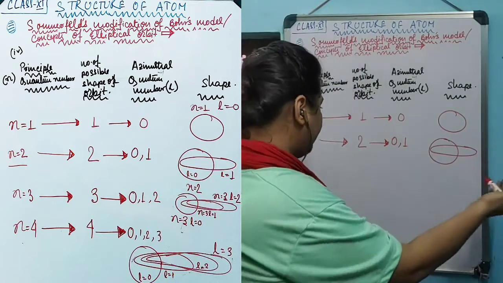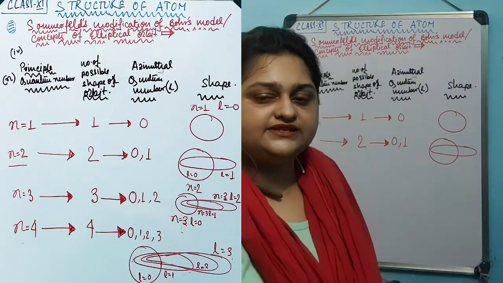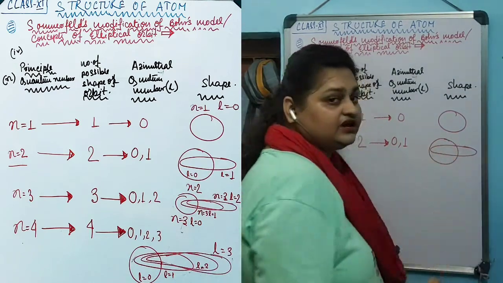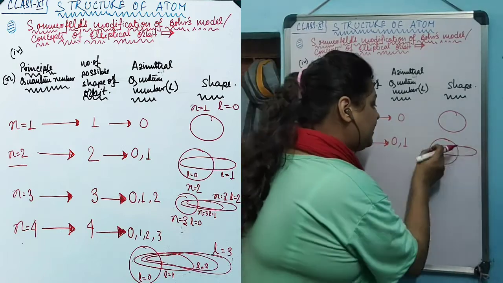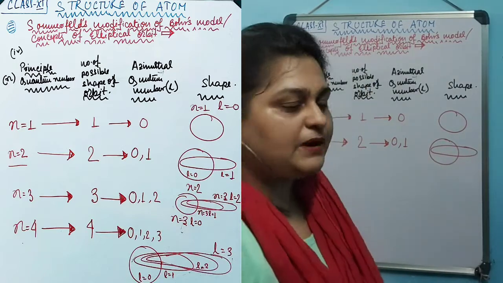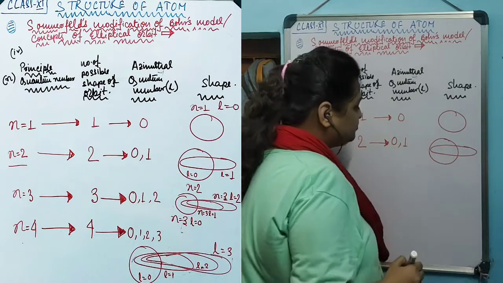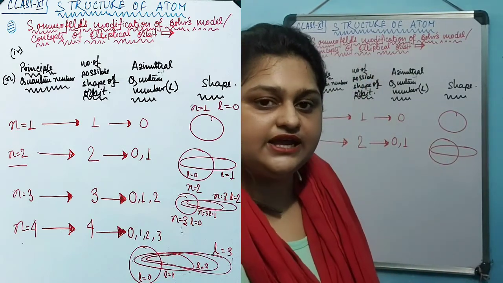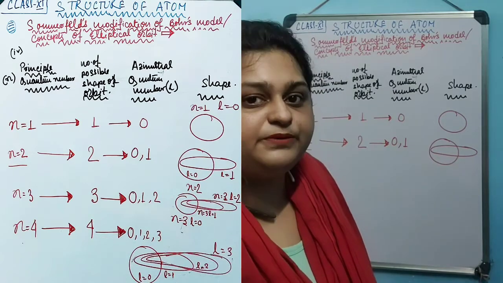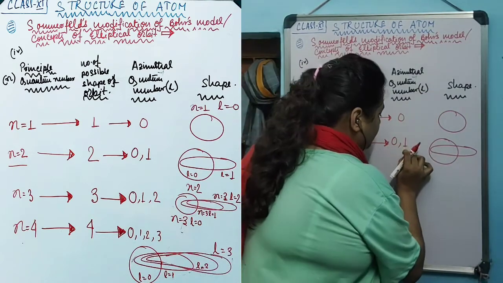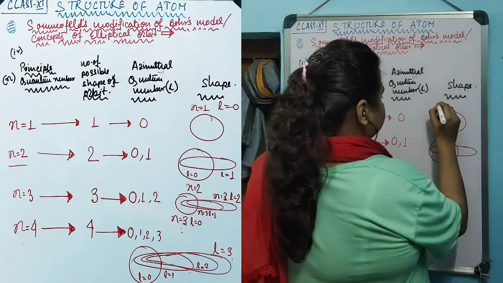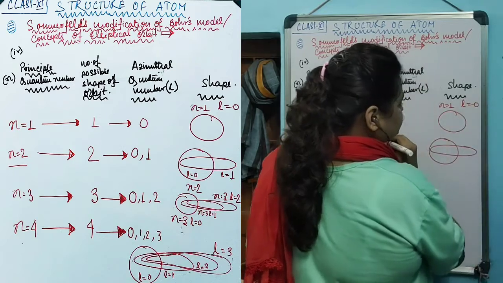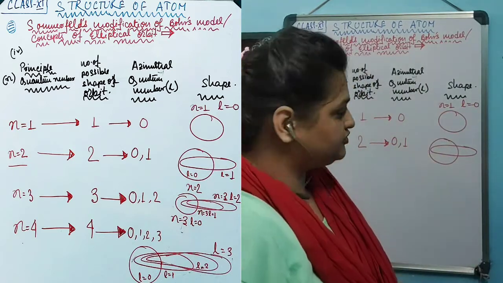So in the second principal quantum number, that is in the second energy level, the electron can revolve in a circular path and can also revolve in an elliptical path. The circular path is represented by the azimuthal quantum number 0, and the elliptical path in which the electron is revolving is represented by the azimuthal quantum number 1. So for this one, the principal quantum number is 1 and the azimuthal quantum number is 0 for the first possible pathway.